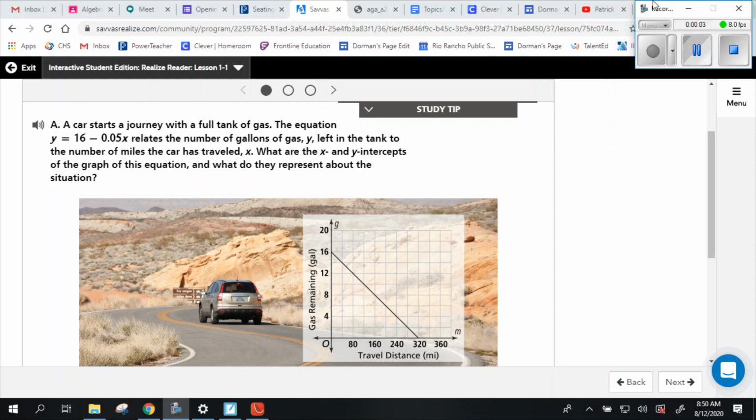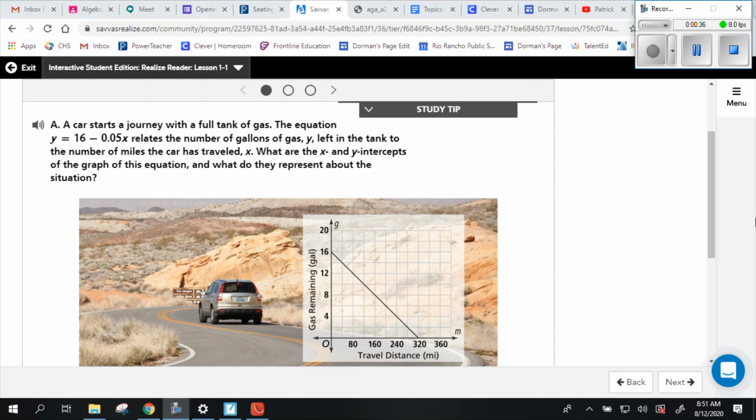All right, so let's now take a moment to talk about x and y intercepts. So we got a little example. It gives us some context. Kind of nice. So we got this car. It's got a full tank of gas when it leaves. We got the number of gallons of gas, right? So it outputs gallons of gas left in the tank to number of miles the car has traveled, x.